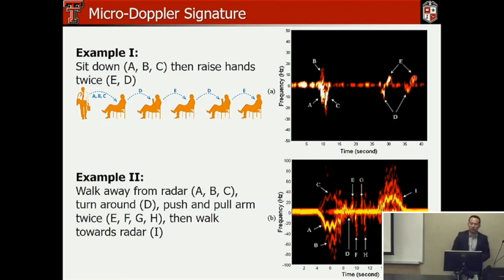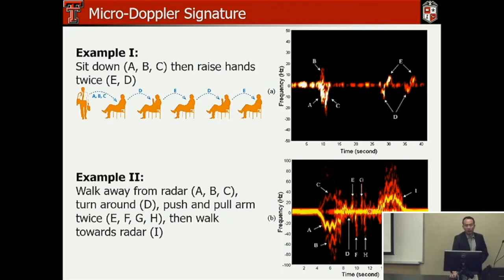And on the bottom side, we have a similar example, but a bigger scale motion. So this person actually walked away from the radar, generating negative Doppler, and then pulled hands twice. We got two signatures over there, and then the person walked back towards the radar. Okay? So as we can imagine, coupled with advanced signal processing, for example machine learning, it is possible by looking at the radar detected signal to identify what kind of life activity the person was performing.